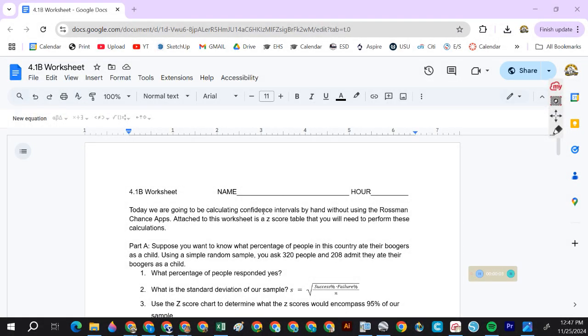Today is 4.1b. We are going to extend our knowledge of confidence intervals, and then at the end you're going to be doing your own survey and building your own confidence interval.